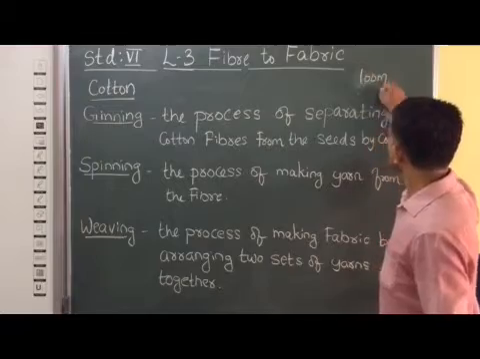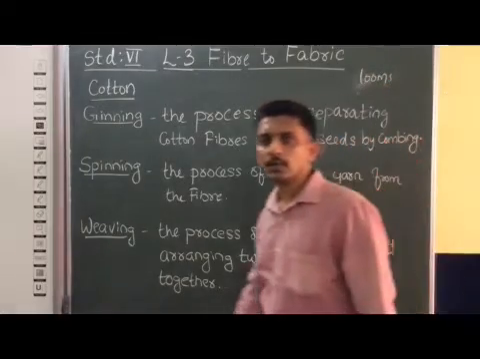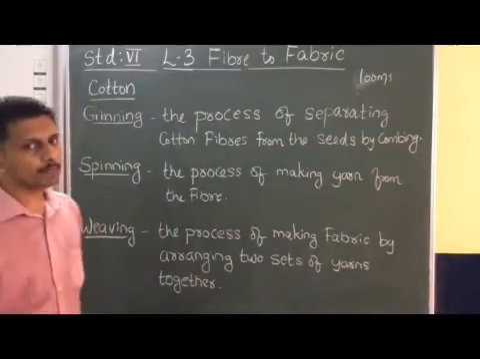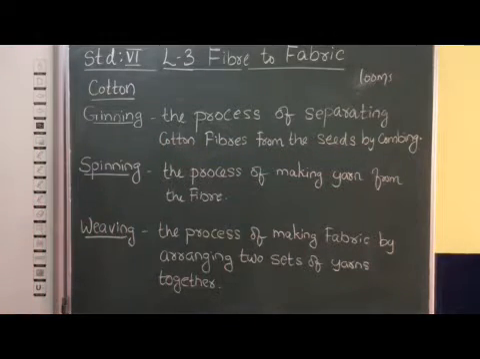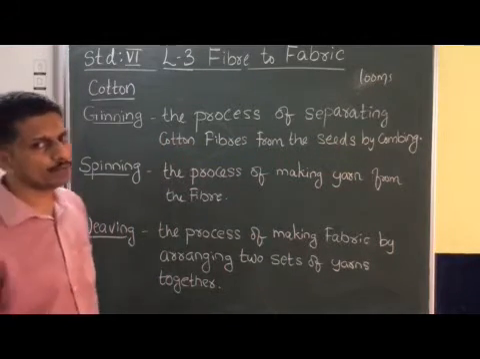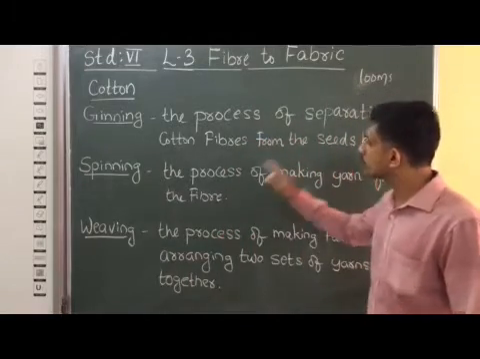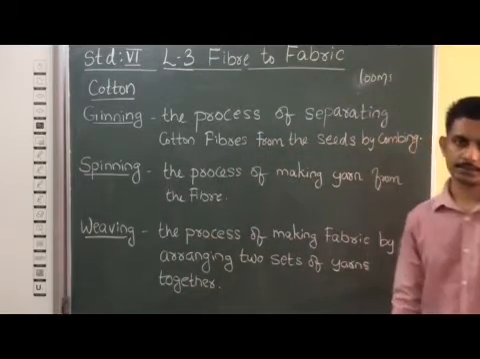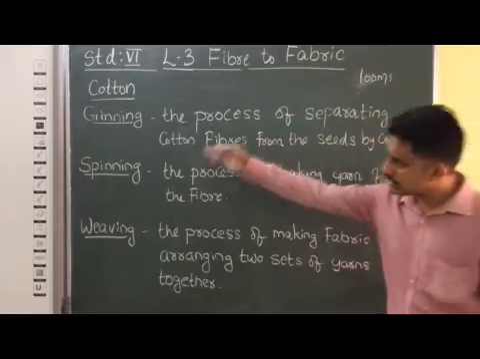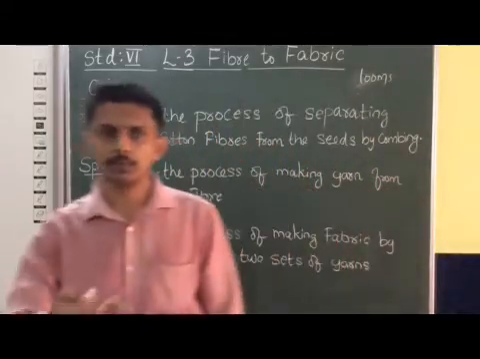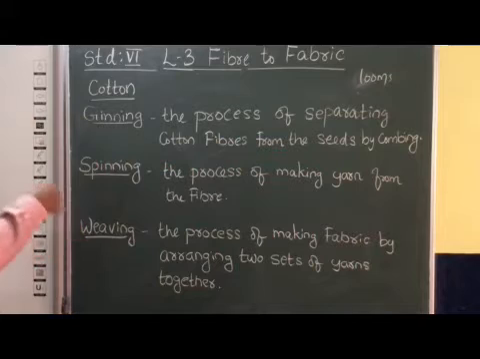We use hand looms, which are operated by hand, or we use power looms, which are operated with the help of power. This is the way various types of looms are used for the weaving process. Basically these are the three stages in preparing cotton cloth.